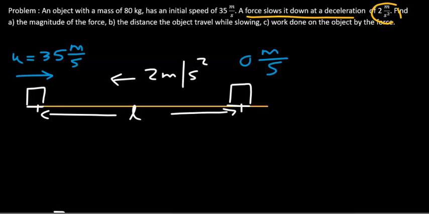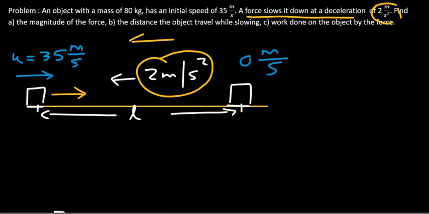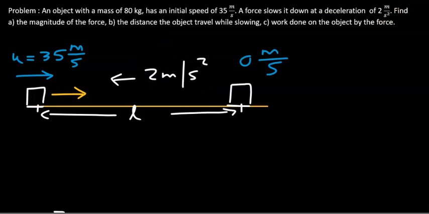So as it moves to the right, it is slowing down, and the deceleration is 2 meters per second squared, or acceleration in that direction is 2 meters per second squared, meaning the object is slowing down. Find the magnitude of the force, the distance the object travels while slowing down, until it stops, that is, and the work done on the object by the force.